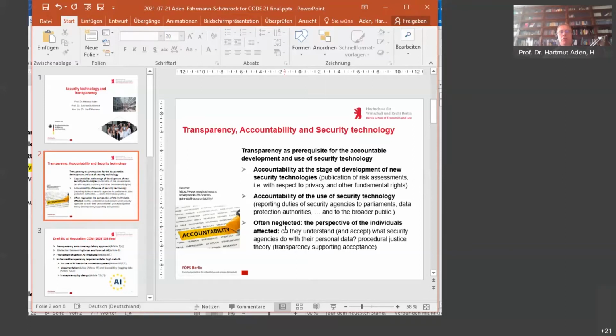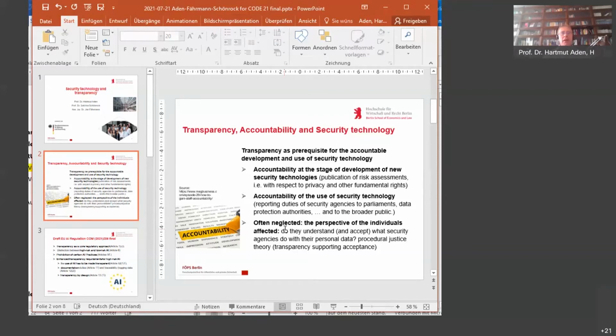So you see what we are discussing here in this presentation is very closely related to what Professor Eisert called the black box in the previous presentation, and we also saw related to the other research project that transparency is a major issue when we discuss complex security technology.